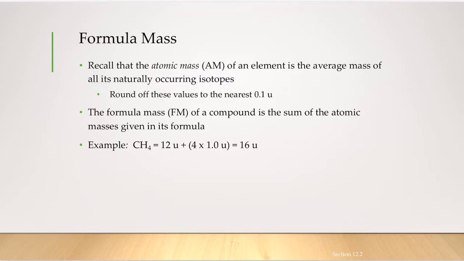Okay, so here is an example. If you want to find the formula mass of methane, which has the formula CH4, then you have to take the individual atomic masses of carbon and the atomic masses of all the hydrogens, and then add them all together. The atomic mass of carbon is 12 units, and for hydrogen it's 1 unit, and because there are 4, it's going to be equivalent to 4. Then you add everything together, 12 plus 4, that's going to be equivalent to 16 units.